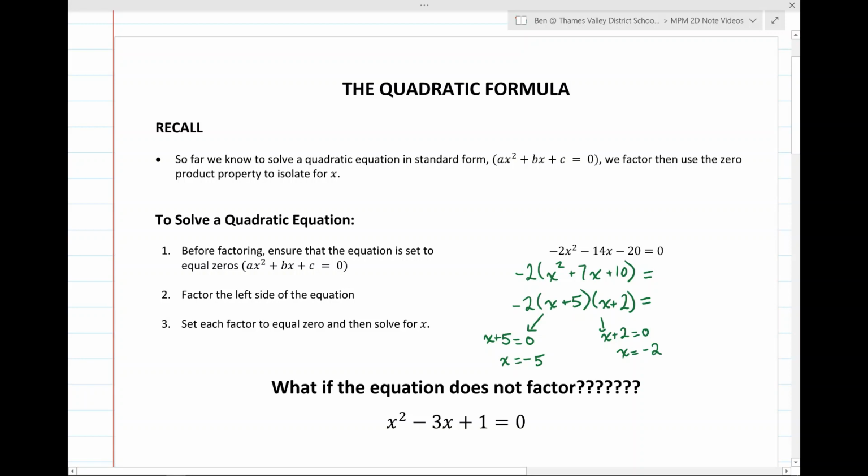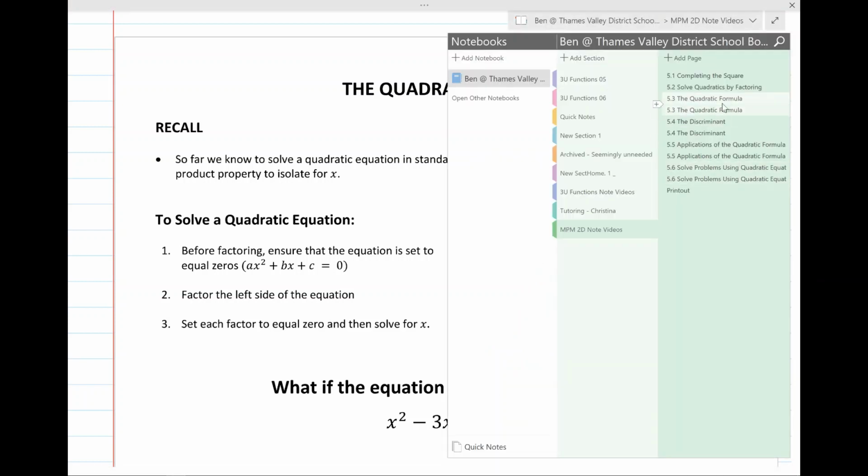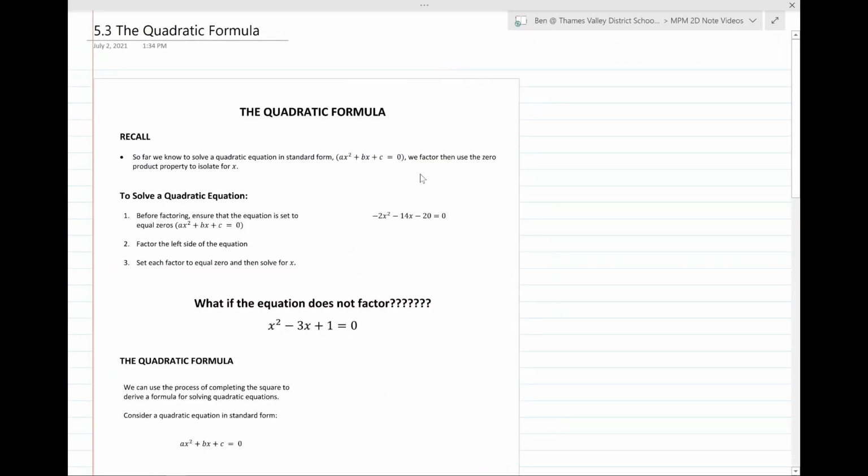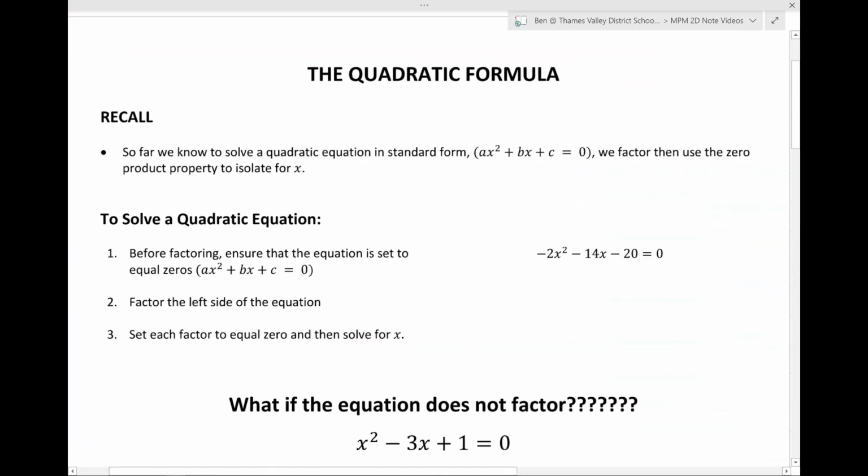All right, folks, today we're going to take a look. We're going to use the skills that we have been learning so far, and we're going to try and find another method to solving a quadratic equation if it is not factorable. So let's start off with our quadratic formula as we're discovering it here.